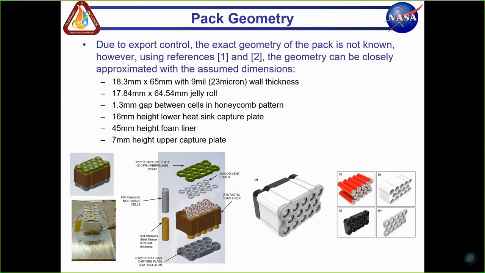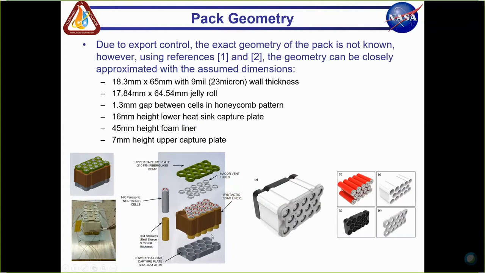And so now if we dive right into the pack that's being analyzed, we've been taking the design that's been put forth in previous references by William Walker here, where you can see there's a pack of 14 18650 cylindrical cells together, and you can see the construction of the pack. And due to export control, the exact geometry of the pack is not known to us. However, we were able to build a representative geometry.